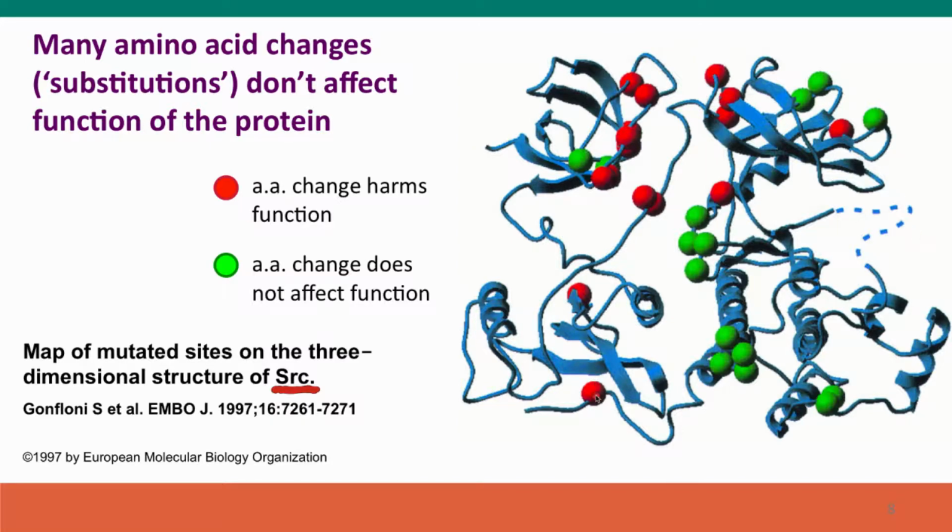All positions with red dots are positions where changing the amino acid changed the function of the protein, usually making it work less well. The green dots are positions where changes to the amino acids didn't change the function of the protein at all. Now, these are only the places that they tested. There would be many more places that did change function and many more places that didn't change function.